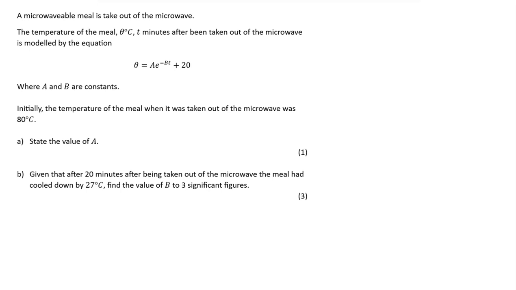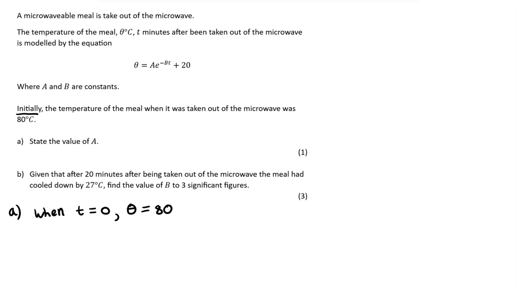So the first thing we have to do is state the value of A. We're told that initially the temperature of the meal was 80 degrees. What I always like to do with these questions is think about how we can put all these words into values and equations, just to make it really simple. If we're talking about initially, we're talking about when the time, which is this little t here, is 0. And we're told that when t is 0, the temperature is 80 degrees, so theta is 80.